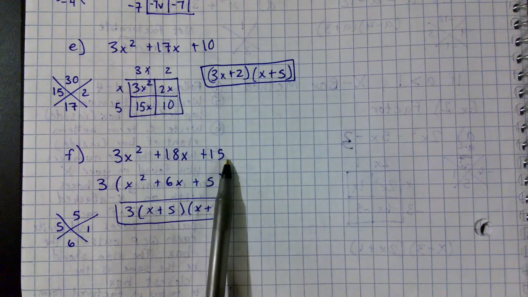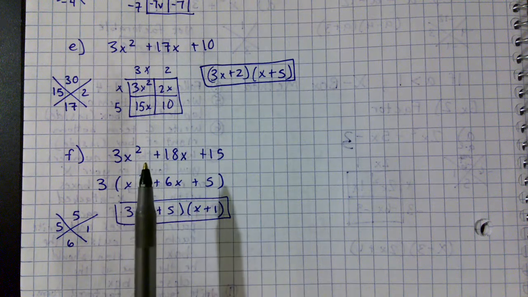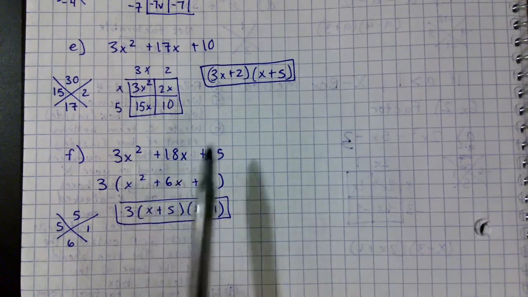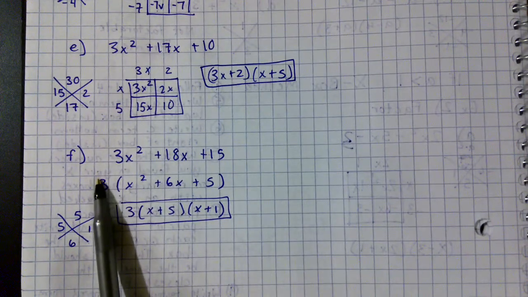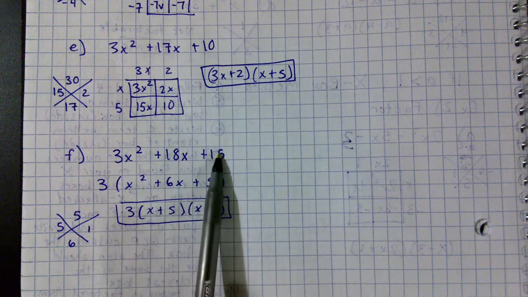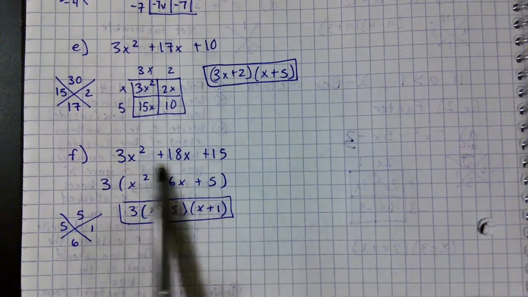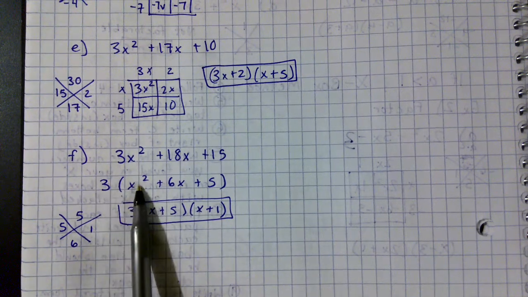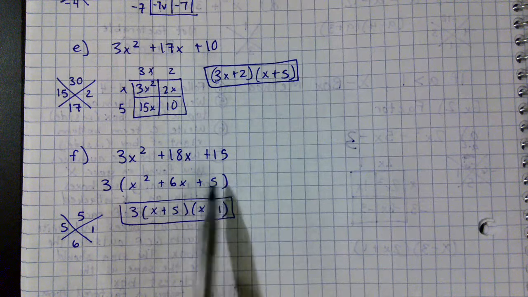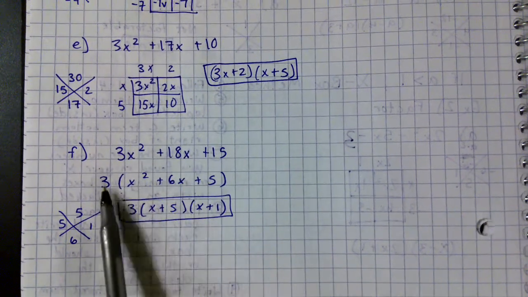This one, you could try and do the X box method, but remember, you should always check to see if there's a greatest common factor that you can take out from the beginning, because otherwise you're going to end up with a longer and harder problem. So instead, we're going to see, okay, what do the three of them have in common? They all have a 3. So you can take out the 3, that's the greatest common factor, and then you're left with x squared plus 6x plus 5.